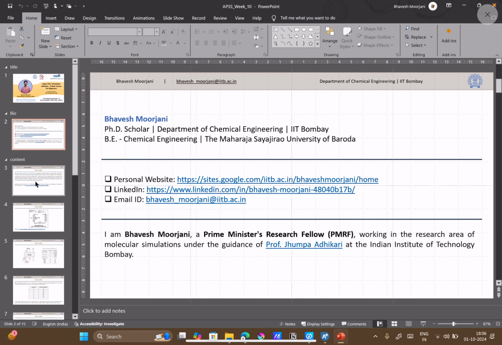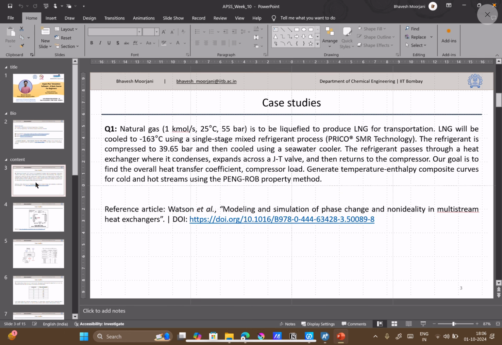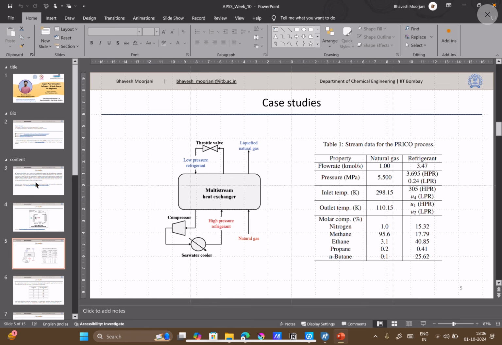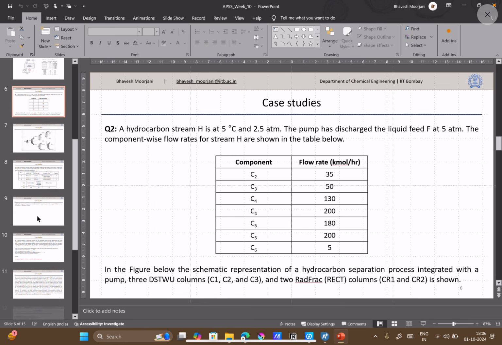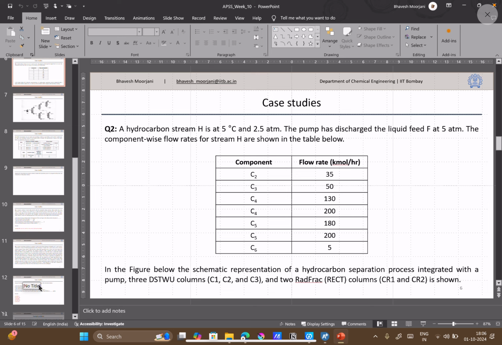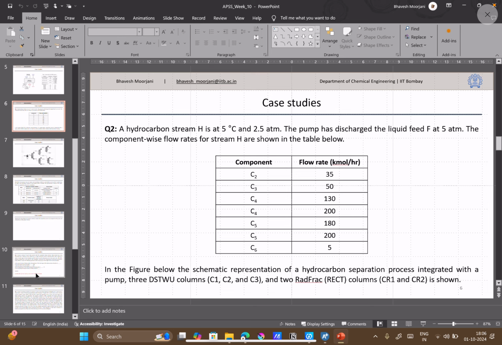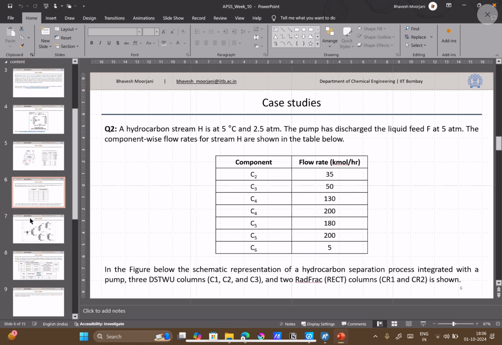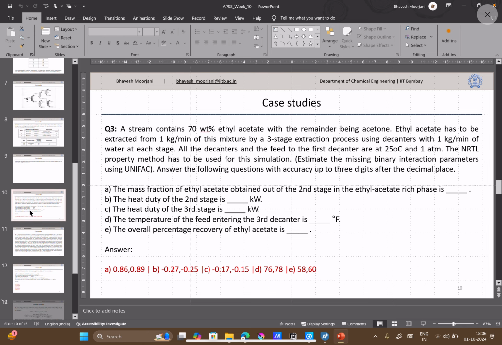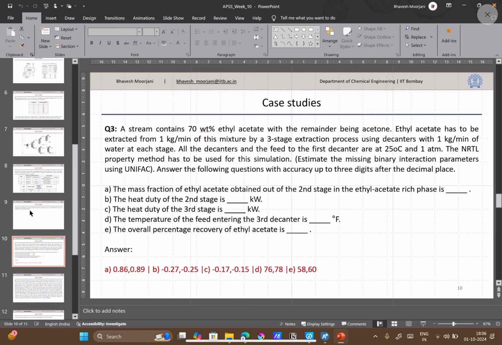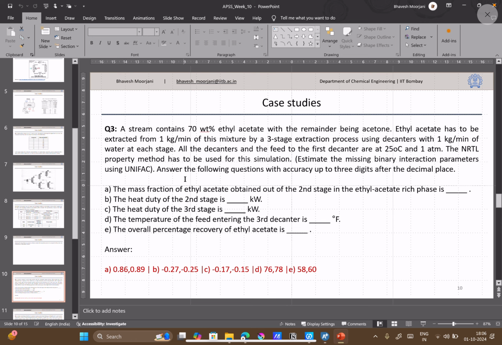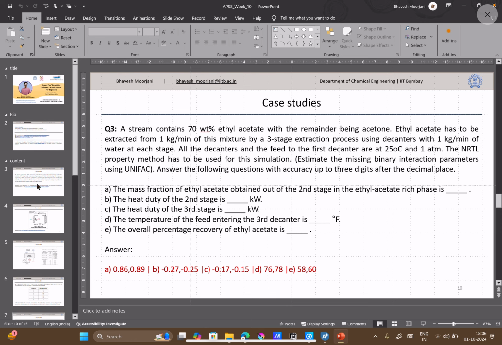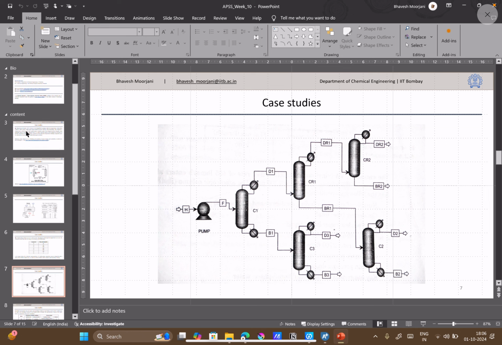Okay, so this is the week 10 class, and in today's class we will be looking at different case studies. I have taken 4 case studies for today's class. Hopefully we will be able to complete all 4 in today's class. If not, then we will reserve it for the next class. There are 2 distillation column examples, 1 heat exchanger example, and 1 decanter example. I think one student in the last class was asking regarding the previous year's assignment, so I have included this also. So we will move ahead with all the examples.